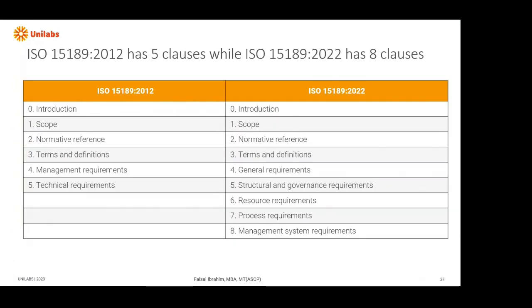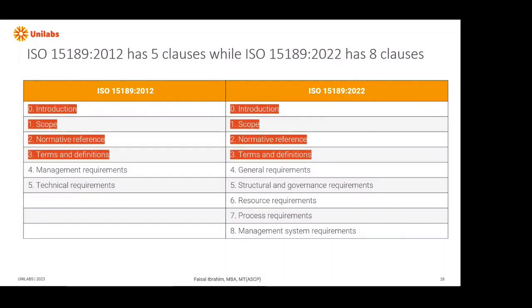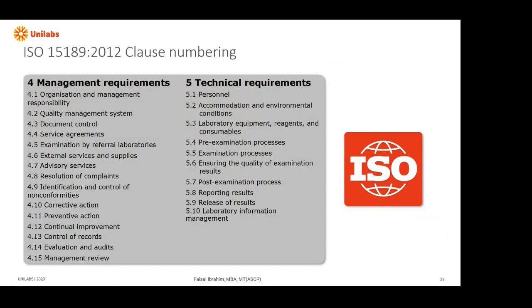If you look at the left side of the screen, the ISO 15189-2012 consists of introduction, scope, normative reference, terms and definitions, management requirement, and technical requirement. However, on the right side of the screen, you have the new ISO, where clause 4 and clause 5 now consist of 5 different clauses. So you have clauses 4, 5, 6, 7, and 8. So clearly, we really need to restructure our quality management system. We need to restructure our quality manual to meet the new requirements and the changes to the standard.